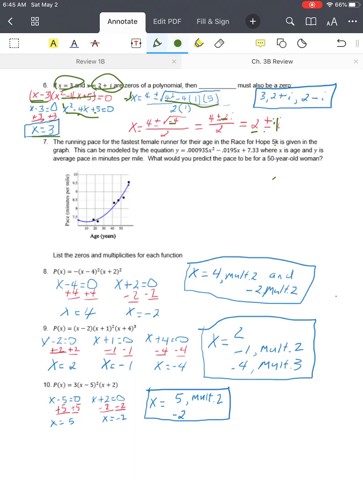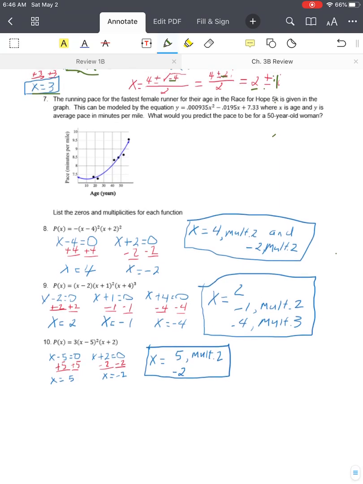Well, you notice we got 2 plus 1i and 2 minus i. So 2 minus i is the one we're looking for. That's what goes right there, 2 minus i. Okay? All right, moving along here.